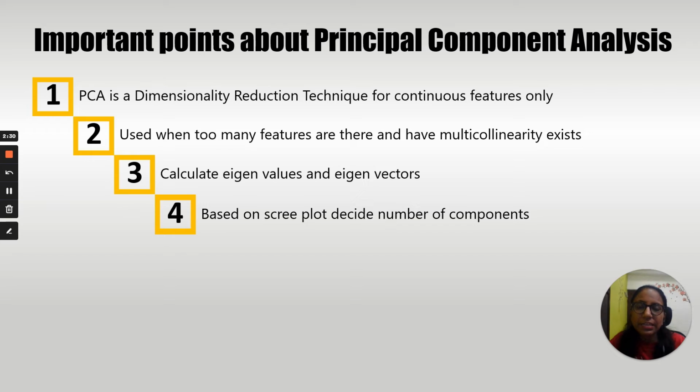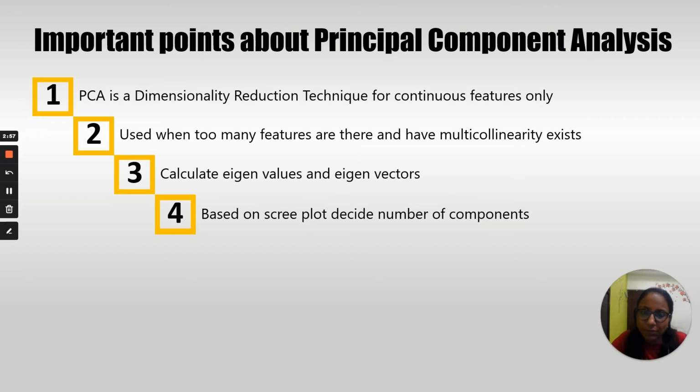Post that, based on the eigenvalues and eigenvectors that you are getting, you will plot a scree plot, also known as elbow plot, which will tell you which number of components will best describe or best cover most amount of variance. First remember, however many features you have, suppose you have 15 features, there could be 15 components only, maximum. There can't be a 16th component.